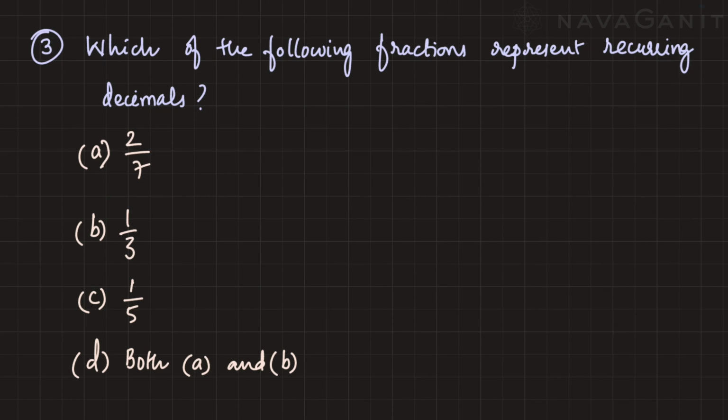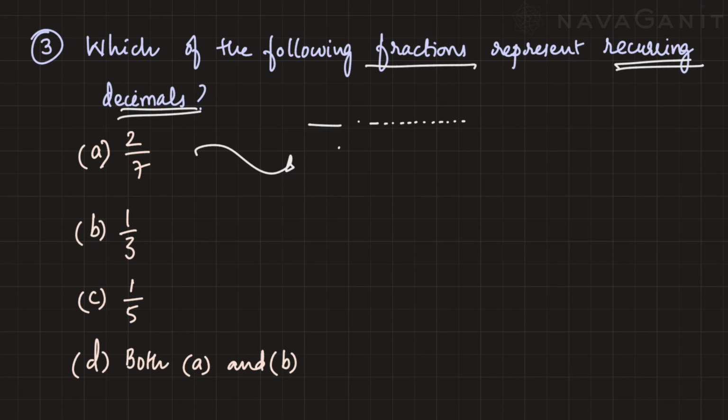Which of the following fractions represent recurring decimals? First of all, what are recurring decimals? Recurring decimals have digits that repeat infinitely after the decimal point. So after the decimal point, we'll have digits that are repeating infinitely. Let us take up each fraction and check if they are recurring decimals or not.